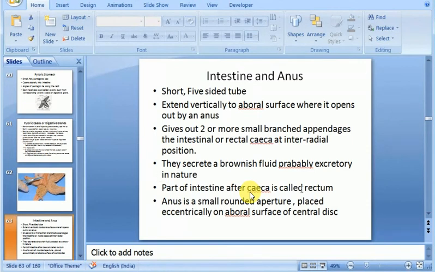The part of the intestine after the rectal ceca is called the rectum. This again is a very short tube. The anus is a small rounded aperture. It is placed eccentrically, slightly away from the center, on the aboral surface of the central disc, that is, on the dorsal surface. So this is how the small digestive tract runs from mouth to anus, located within the central disc, which is a kind of flattened disc, and the glands are spread out in all five arms.